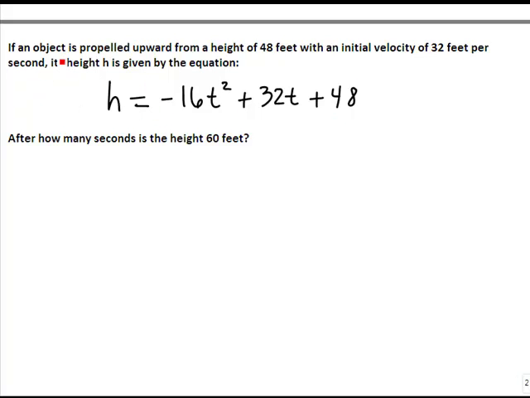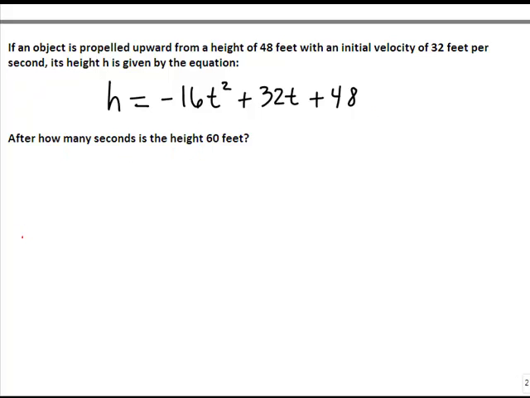So what we have is an object that's propelled upward from a height of 48 feet with an initial velocity of 32 feet per second. Its height h is given by this equation. After how many seconds is the height 60 feet?